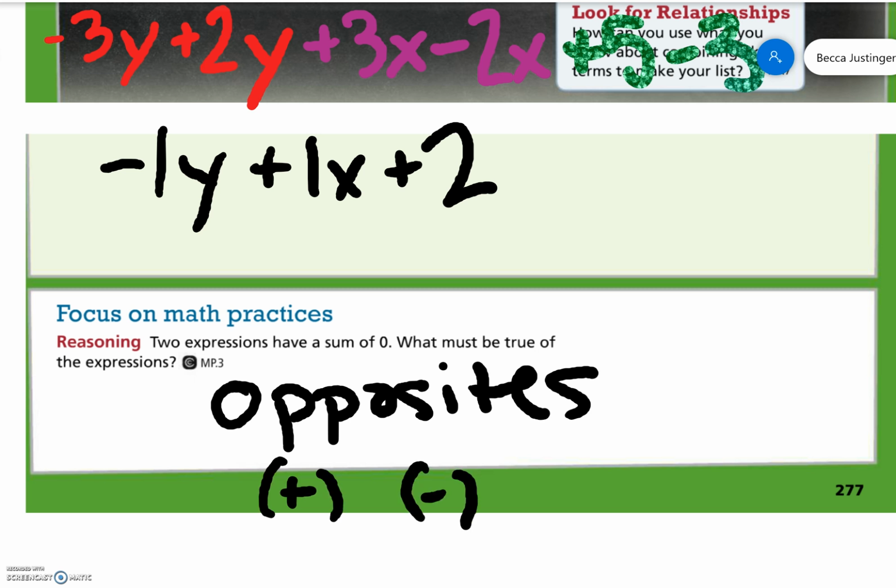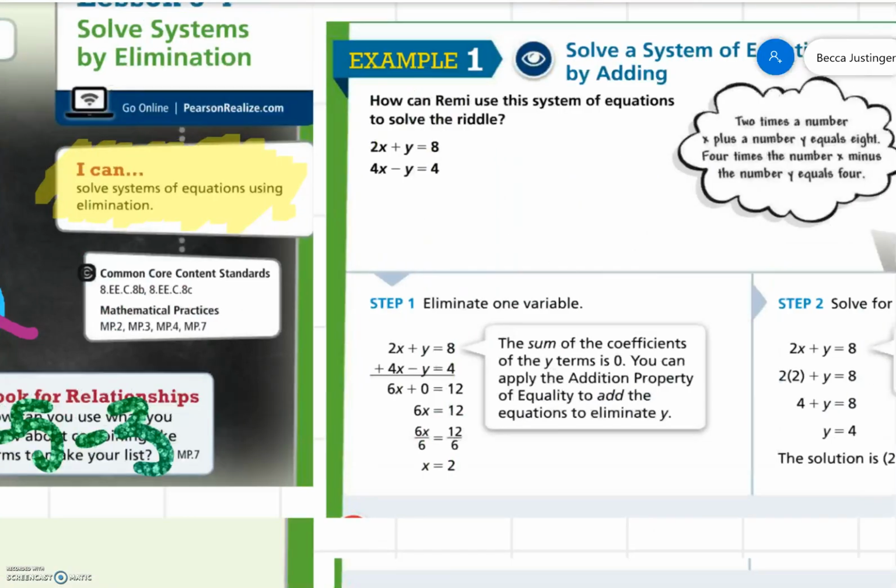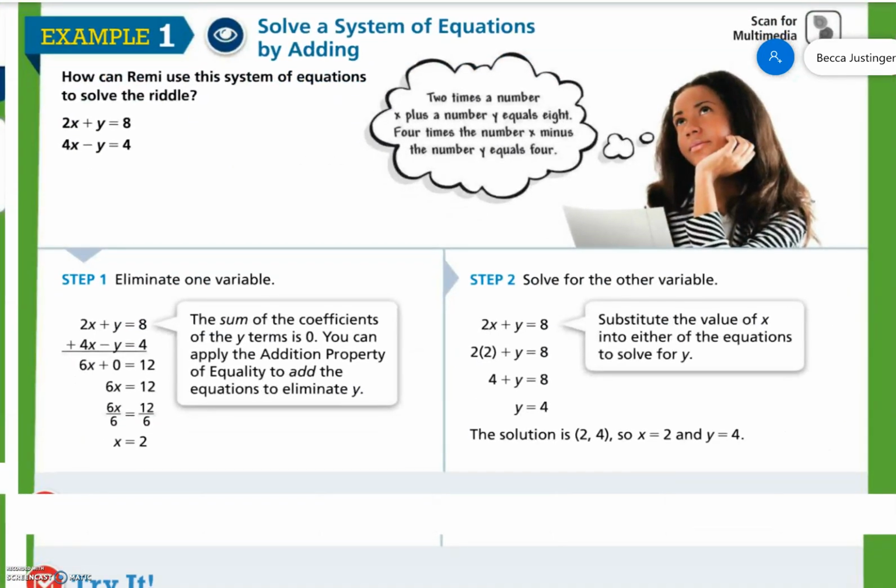Okay. Example number 1. Solve a system of equations by adding. How can Remy use this system of equations to solve the riddle? 2 times the number x plus the number y equals 8. That's where they get this equation from. 2 times the number x plus y equals 8. 4 times the number x minus the number y equals 4. 4 times the number x minus y equals 4.